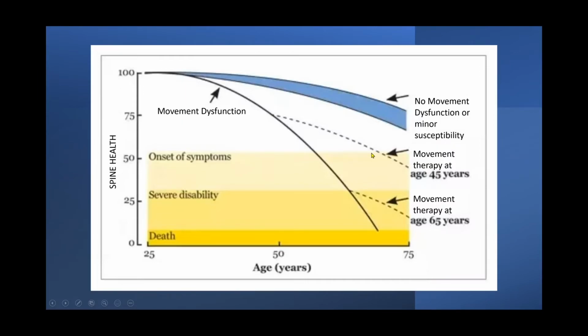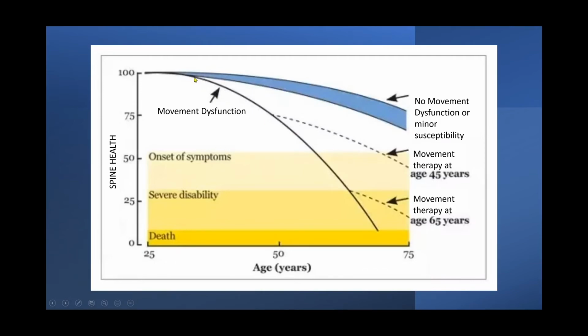Now, if I overlay that on the same graph, but instead of lung function, I put spine health here, and the insult is not smoking, but the insult to the spinal joints is movement dysfunction. Here's a person who has no movement dysfunction. They're living a very healthy life, moving skillfully and well throughout life. And guess what? Like that old lady, even when they get to 75, even though they will have degenerative changes, they have no symptoms of pain and disability because the onset of symptoms is at this point in time.